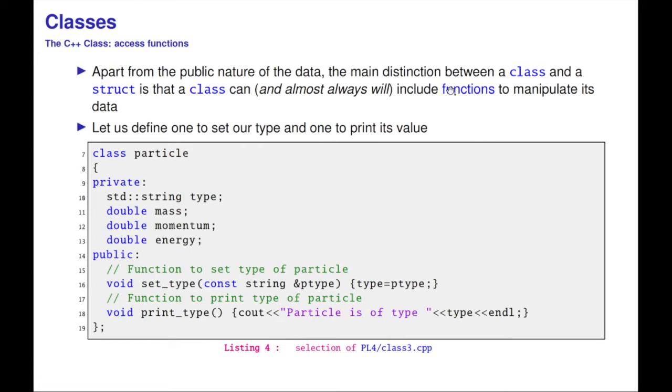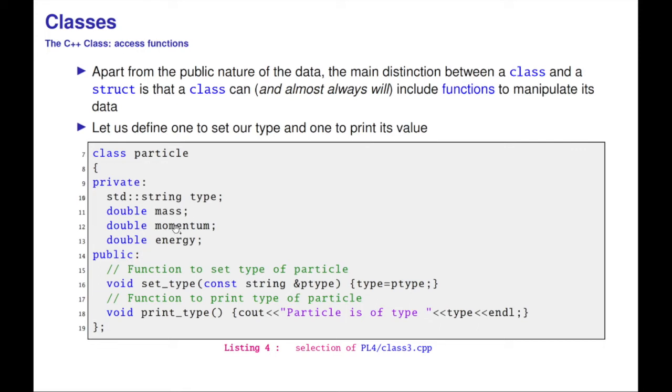Apart from the public native data, the main distinction is that a class can, and almost always will, include functions to manipulate the data. In principle, a struct could do that as well, but since everything is public, it's not as necessary. So let us define one to set our type and one to print its value.